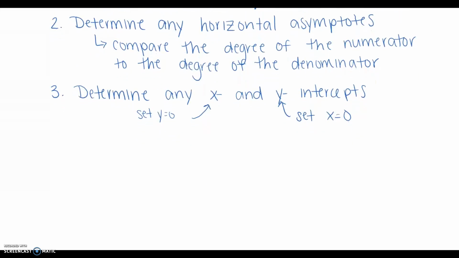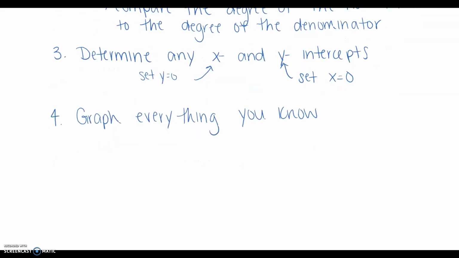After we know our X and Y intercepts, what you're going to do next is graph everything you know. So you'll graph your vertical asymptotes, your horizontal asymptote, your X and your Y intercepts. And then you'll notice you don't know the complete graph.